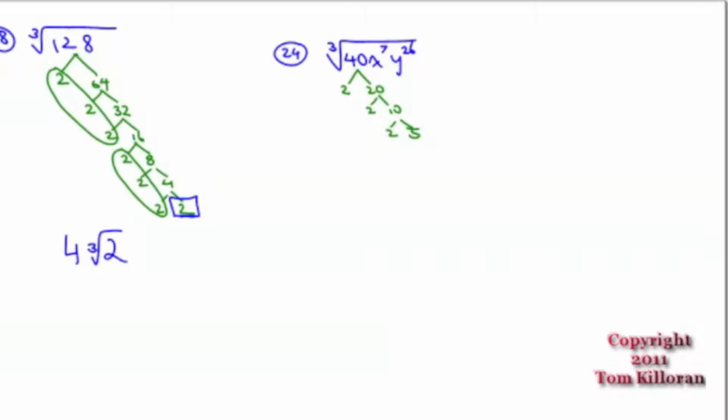So you get a nice little factor tree. If you want to think of it as the product of prime numbers, it's 2 times 2 times 2 times 5, better known as 2 cubed times 5. All right, the index is 3, so we're looking for a group of 3. Here's a group of 3, and we're going to pull it out, and that's going to give us, on the outside, a 2.